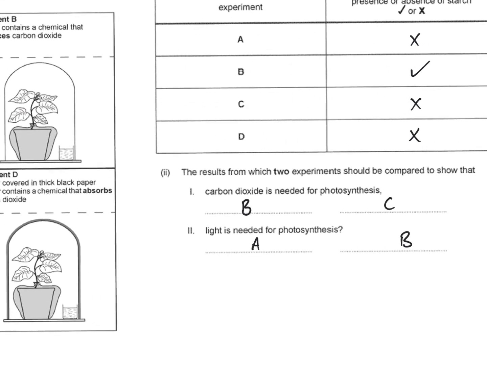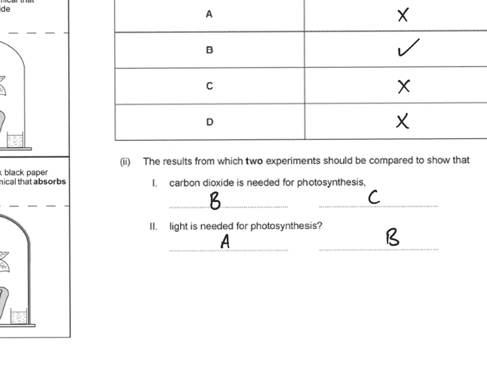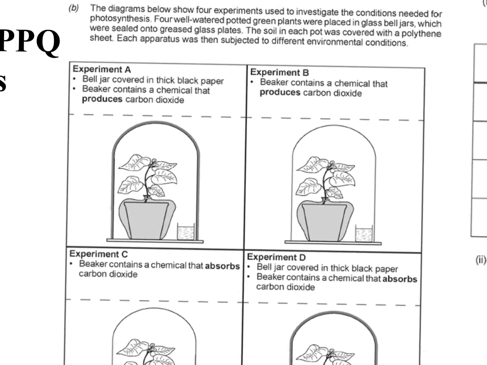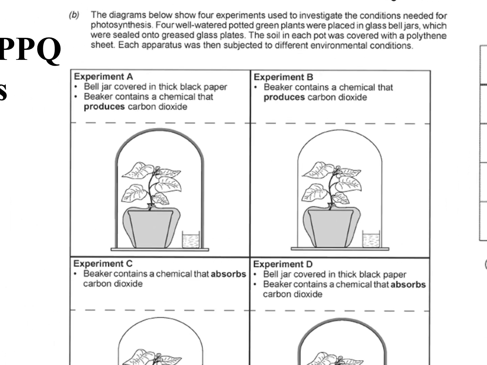And then the second part of this, light is needed for photosynthesis. That's between A and B. When we have a look at the experiments, we can see that B is not covered in any thick black paper, whereas experiment A is. And then the chemical, it does produce carbon dioxide for each of those, so that's consistent with our control.